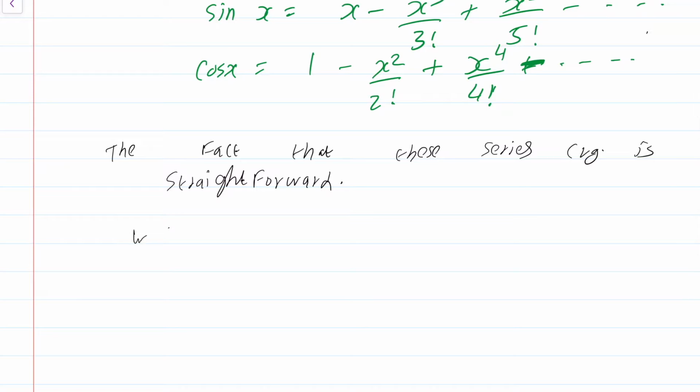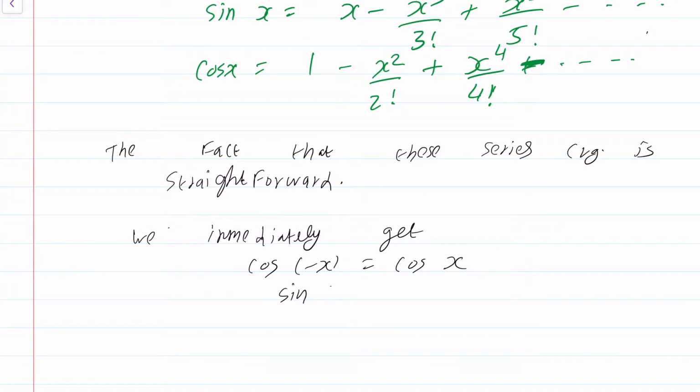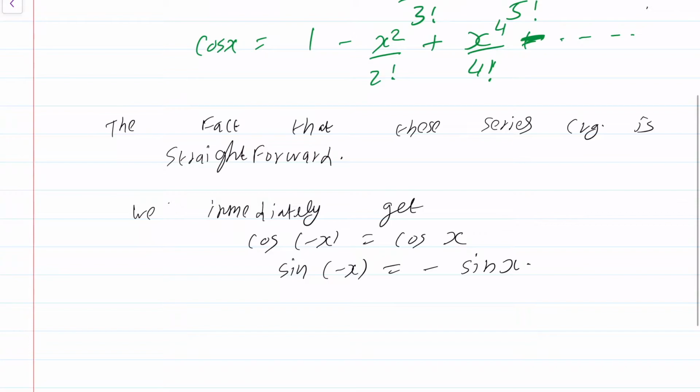So we immediately get some basic properties for free just from this series expansion. We immediately get cos of minus x is equal to cos x, and sine of minus x is equal to minus sine x. These two we get for free just by looking at the series. We also get that d by dx of sine x is cos x, and d by dx of cos x is minus sine x. These two come just by term by term differentiation.